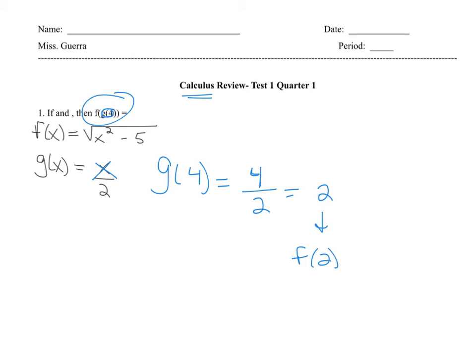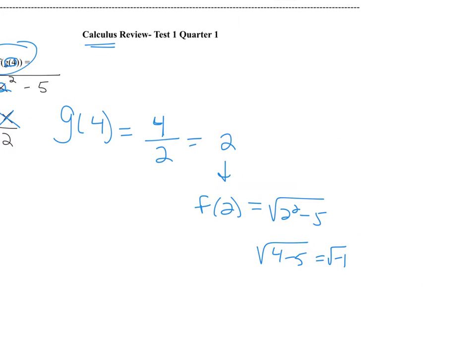So now you'll have f of 2. So everything for the x's here are going to get replaced with 2's. So it's going to be 2 squared minus 5. That'll get you 4 minus 5, which is the square root of negative 1. Now, you should know from algebra 2 that that equals i. But we're not going to accept that in Calc. There aren't any imaginary numbers in Calc. We're just going to state that this is undefined. It's not defined in the real number realm.